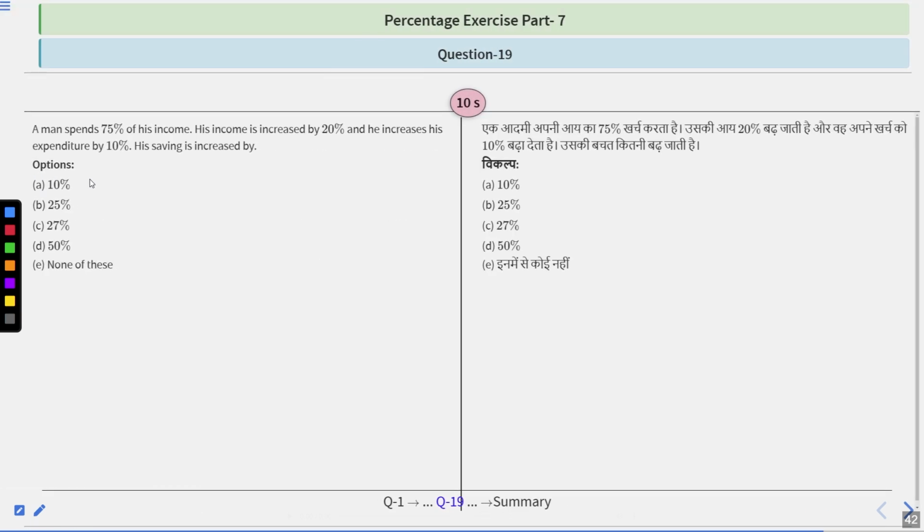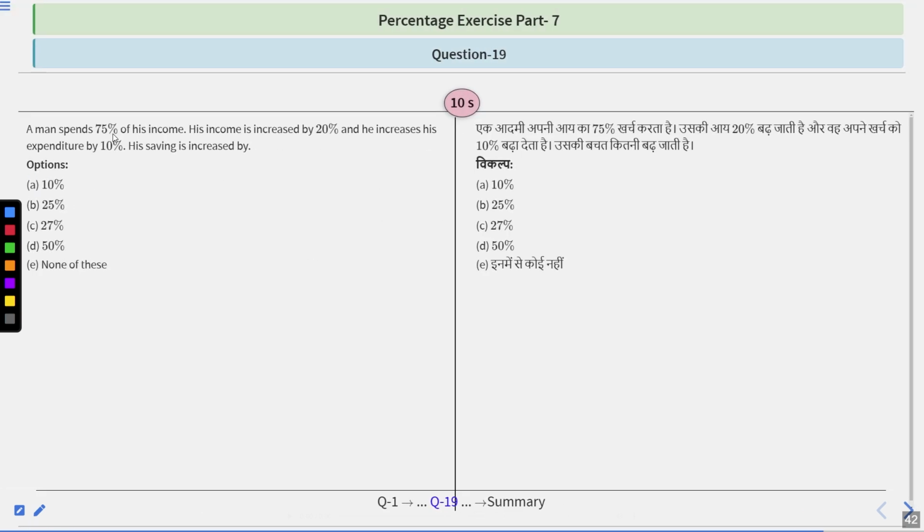Next question. A man spends 75% of his income. His income is increased by 20% and he increases his expenditure by 10%. His saving is increased by, you have 5 options and 10 seconds to solve this question. Your time start now.